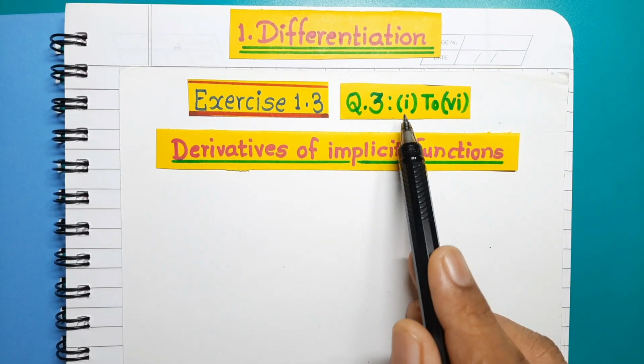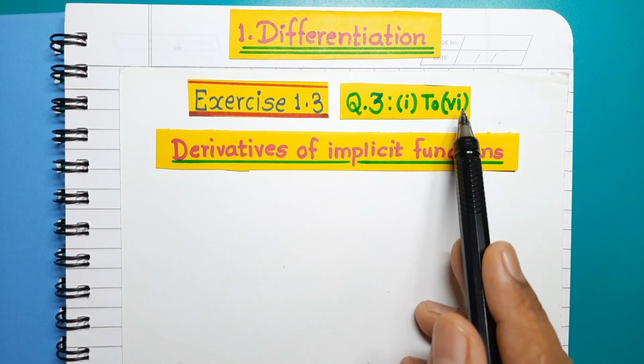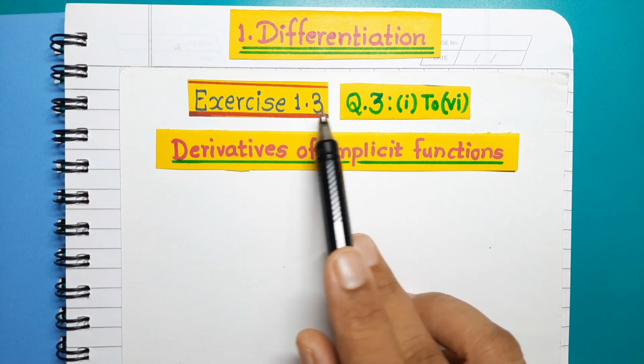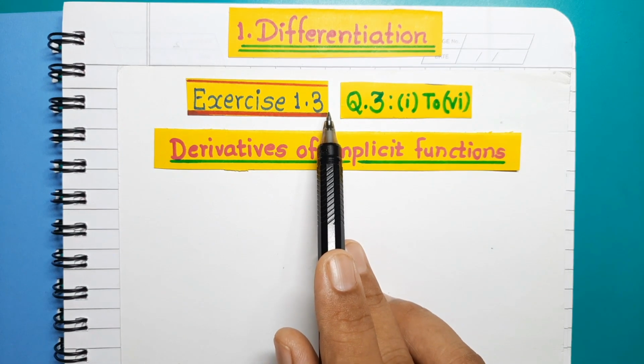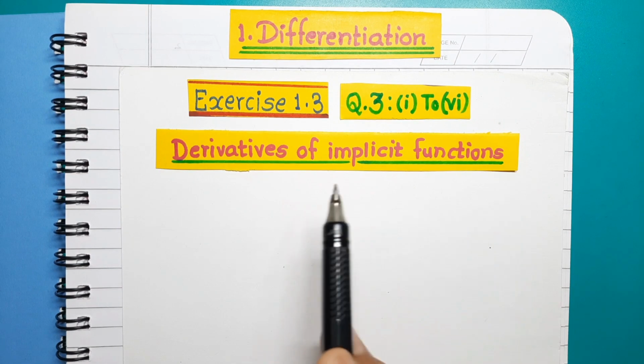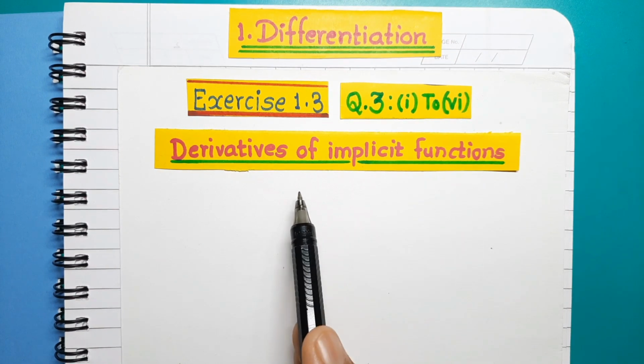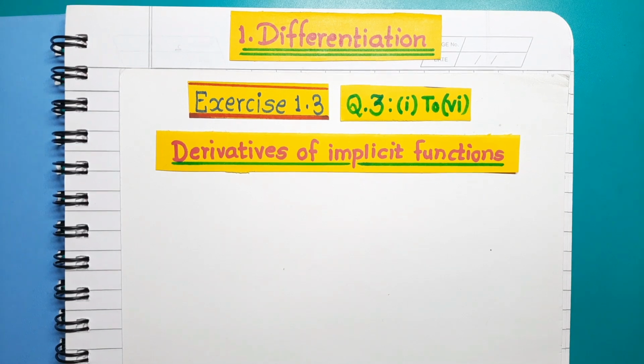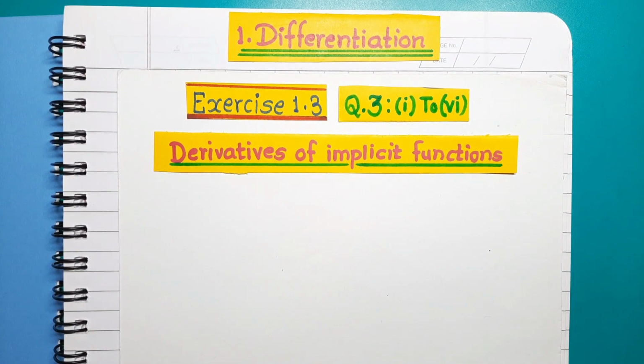In this session we are going to solve sub question 1 to 6 of question 3 from exercise 1.3, which is based on derivatives of implicit functions. I am sure all of you are ready with pen and paper. So let's get started. First of all, let's discuss the concept of implicit functions.